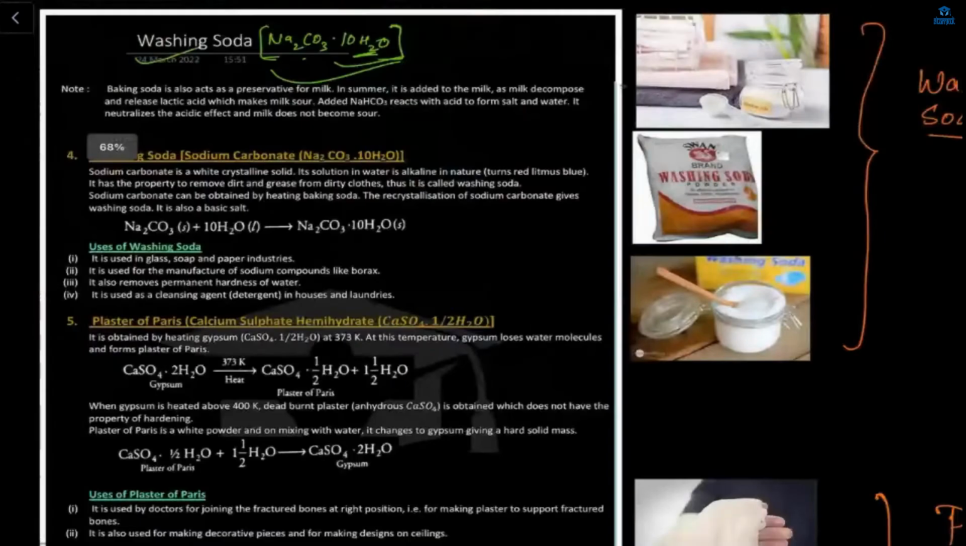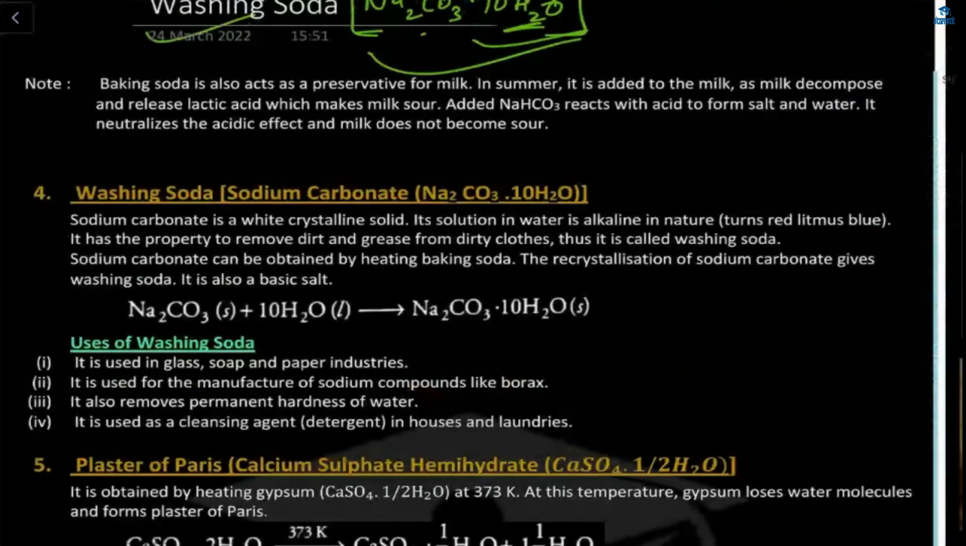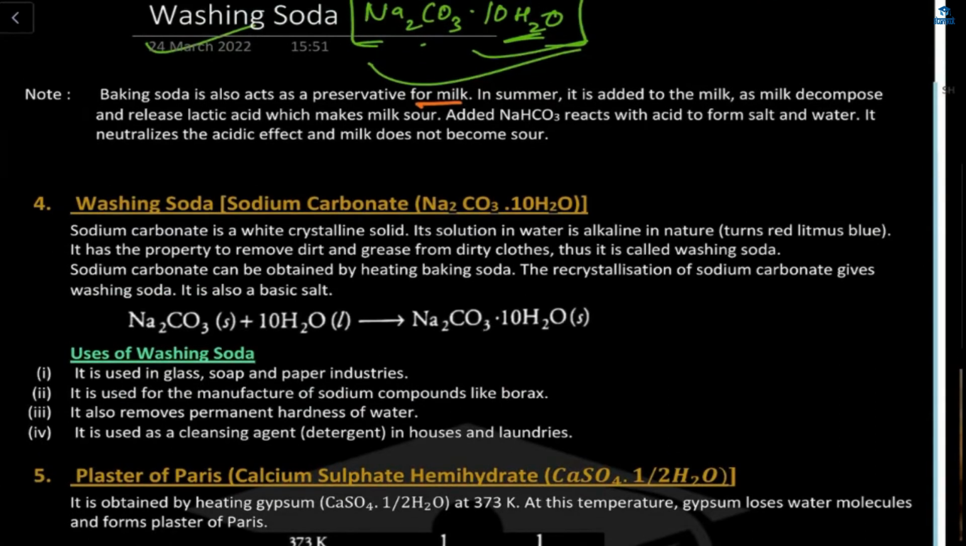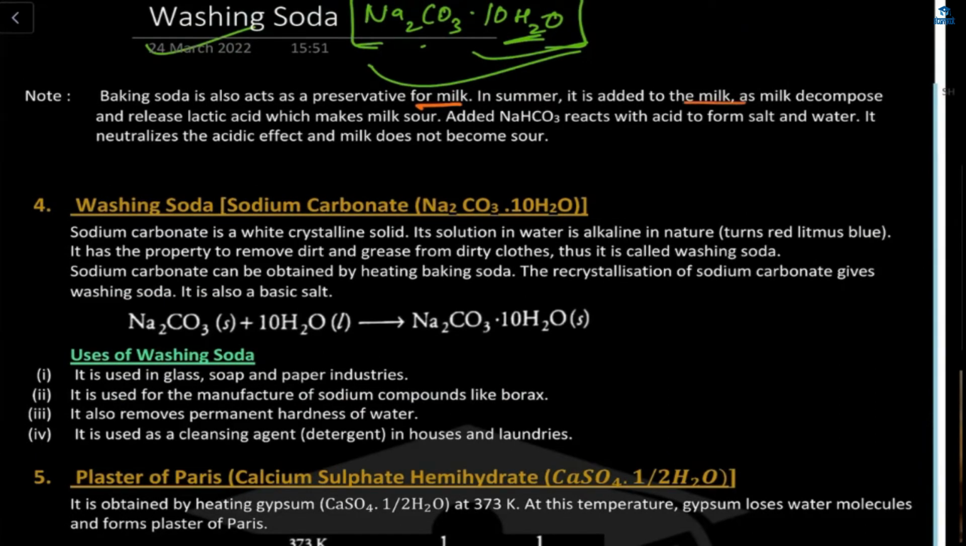Now we'll go on with some notes. Note: baking soda also acts as a preservative for milk. In summer, it is added to milk. As milk decomposes, it releases lactic acid, which makes the milk sour. The added NaHCO3 reacts with the acid to form some salt and water. It neutralizes the acidic effect and the milk does not become sour. This was actually the point of baking soda.